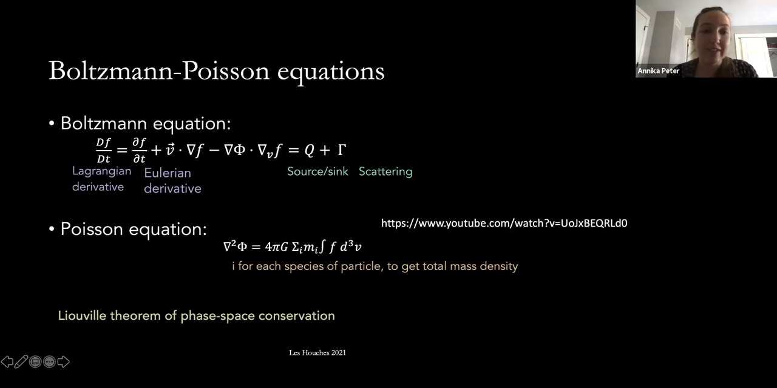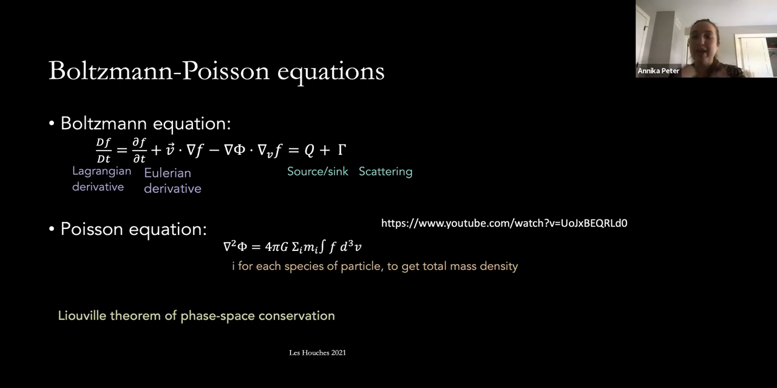Now you can write down this Lagrangian derivative, the time derivative for this phase space density, in terms of an Eulerian derivative. An Eulerian time derivative is when you're looking at some fixed region of space, and you're looking at how the phase space density in that fixed space changes.